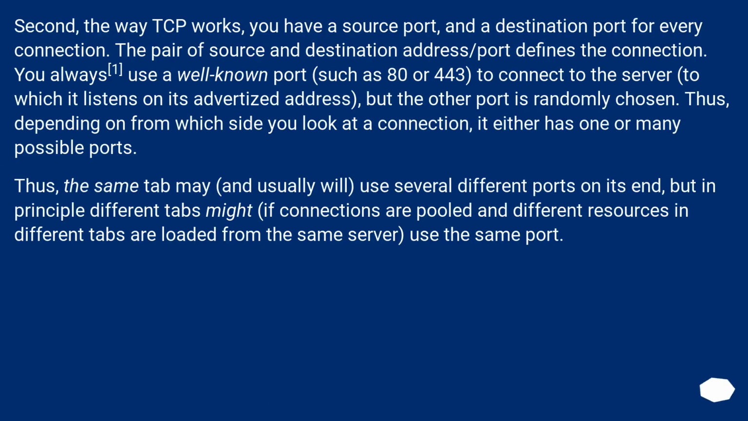Second, the way TCP works, you have a source port and a destination port for every connection. The pair of source and destination address/port defines the connection. You always use a well-known port, such as 80 or 443, to connect to the server, which listens on its advertised address, but the other port is randomly chosen. Thus, depending on from which side you look at a connection, it either has one or many possible ports.